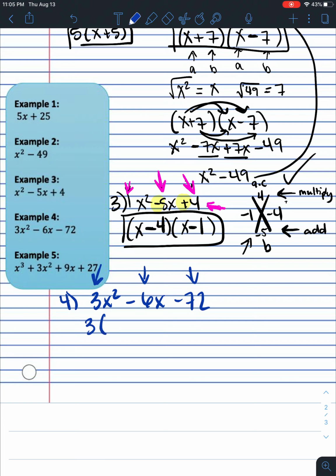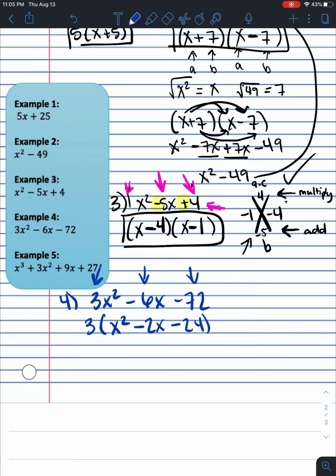I'm going to put 3, I'm going to put my parentheses. So if I divide 3x squared by 3, I am going to end up with x squared. If I divide negative 6x by 3, I end up with negative 2x. And if I divide negative 72 by 3, I end up with negative 24, right? 24 times 3 is 72, yeah. Okay.